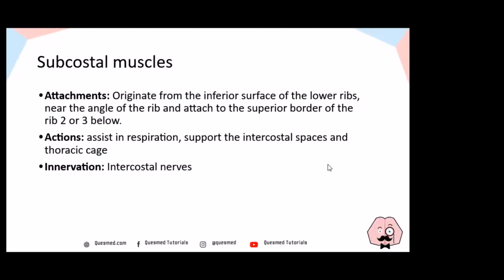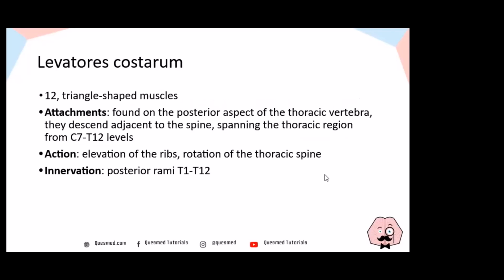The subcostal muscles originate from the inferior surface of the lower ribs, near the angle of the ribs, and they attach to the superior border a couple of ribs below. So they're similar to your innermost intercostal muscles, but your innermost intercostal muscles are just between one rib and the one below, whereas these ones span a few ribs. And again, they assist with respiration and support the cage and the intercostal spaces.